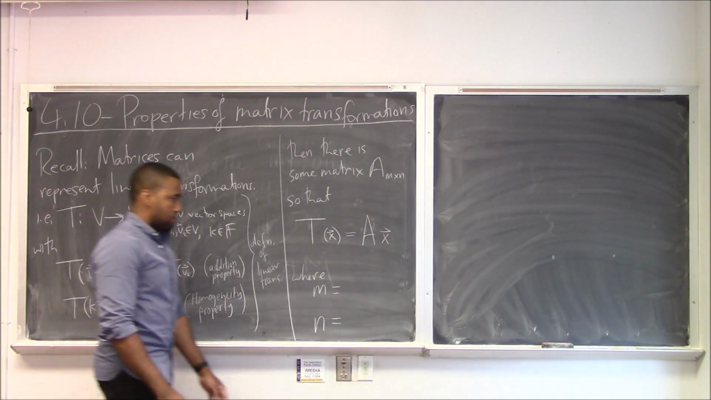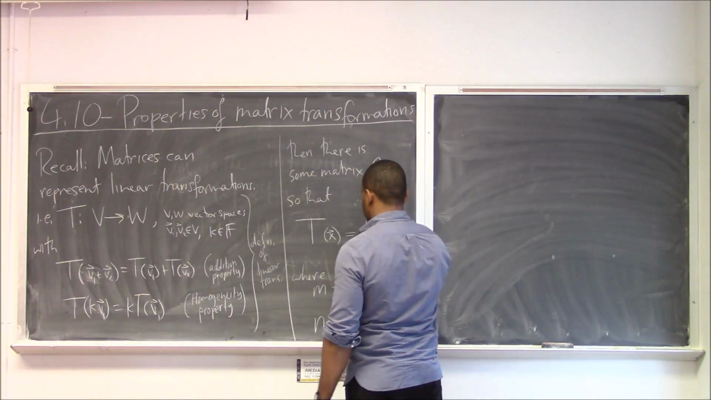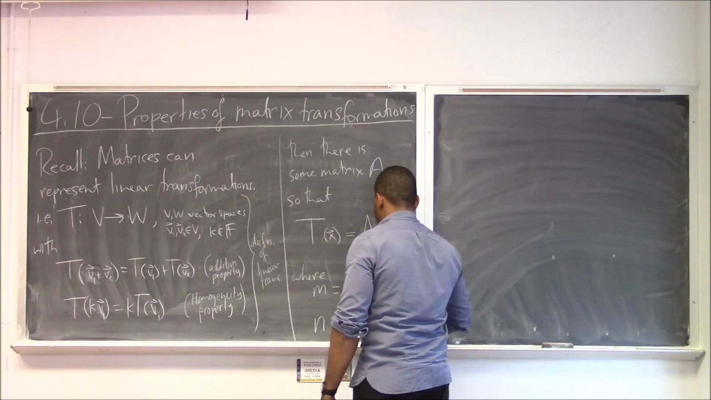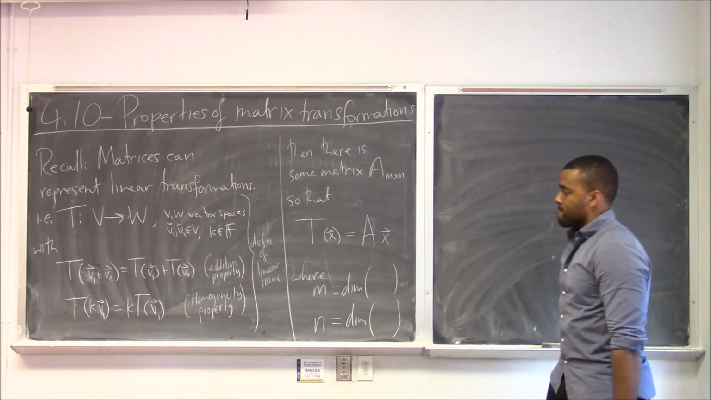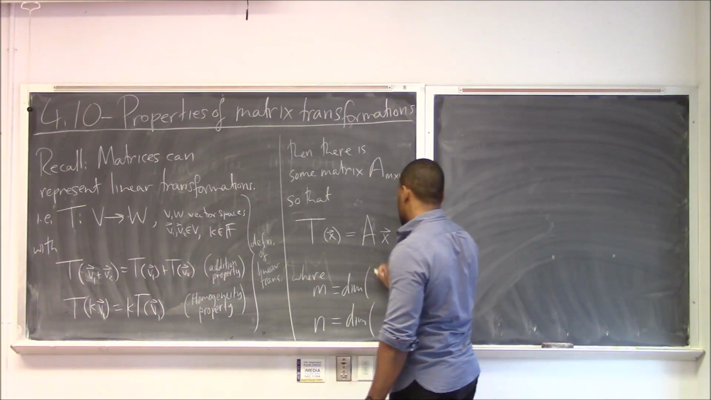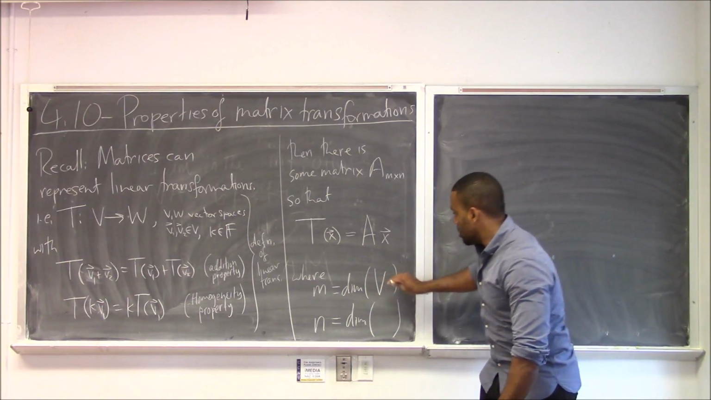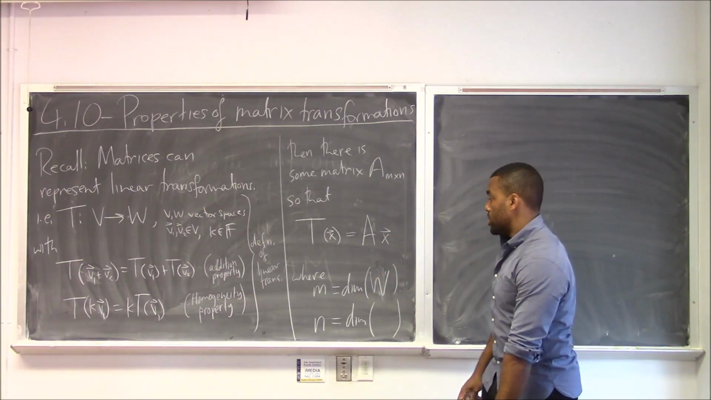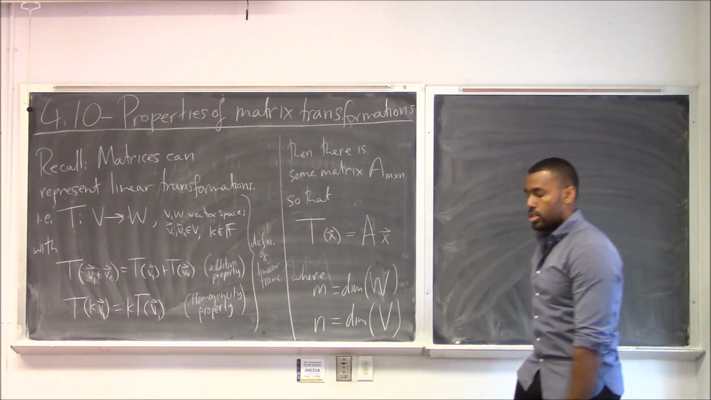The dimensions of your input and output. Sure, which one? So this would be the dimensions of the new and the old. So m, the number of rows, is the dimension of your output. So this would be the dimension of W. And n, the number of columns, would be the dimension of your input. That would be the dimension of V.